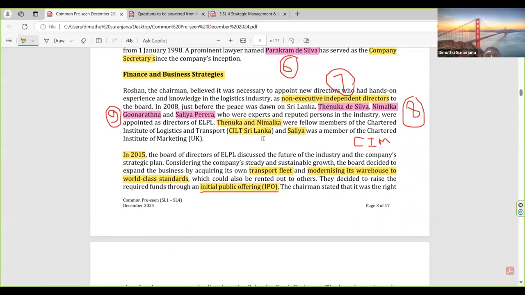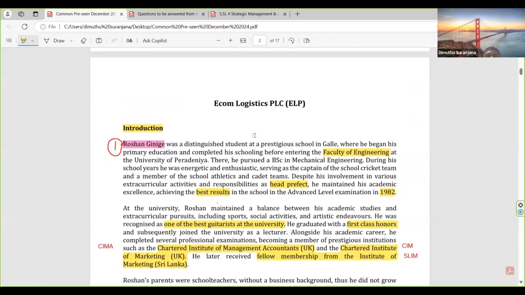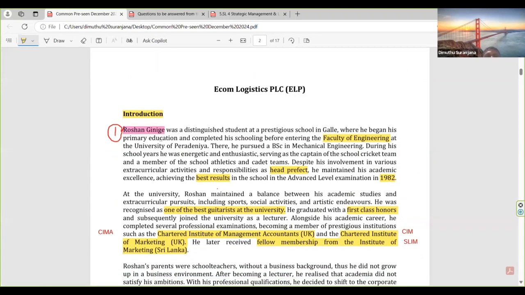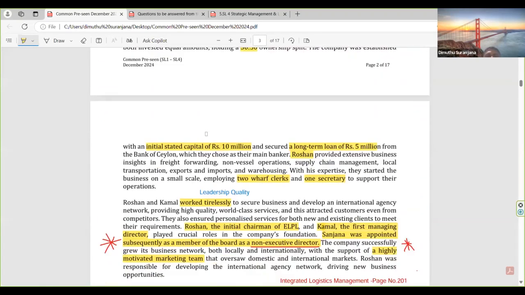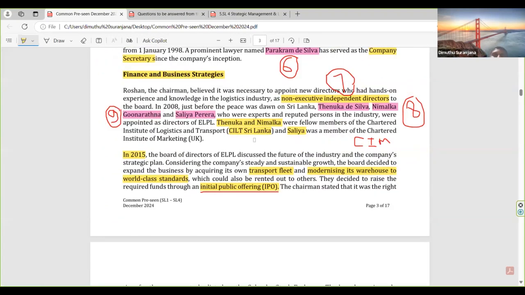Then finance and business strategies. Now, see, this case has been organized into different parts. Introduction is the first part, then the second part is historical background. Now the third part is about finance and business strategies. Right. So we'll look at that also.